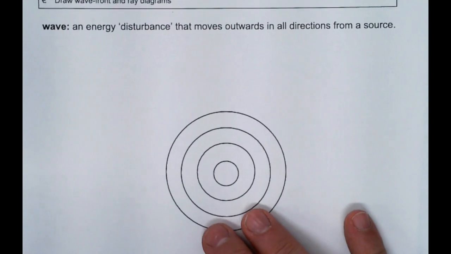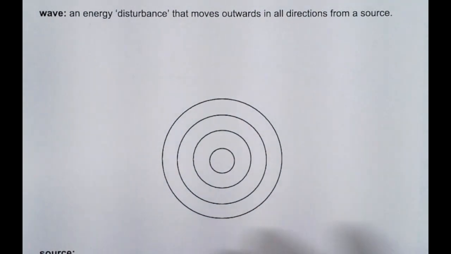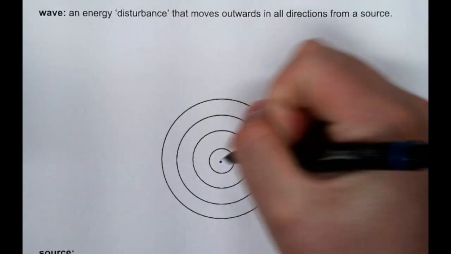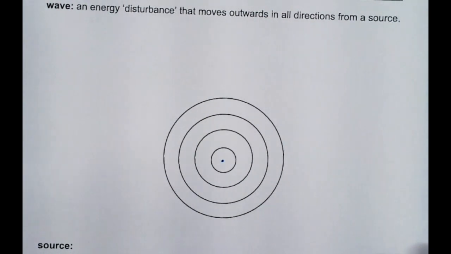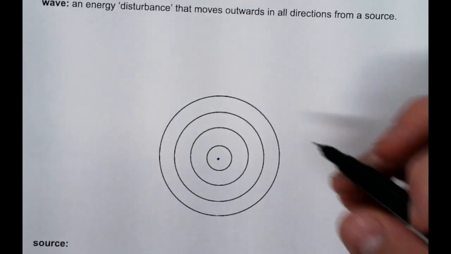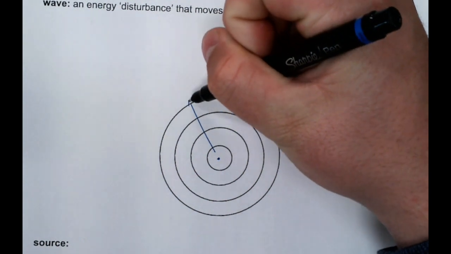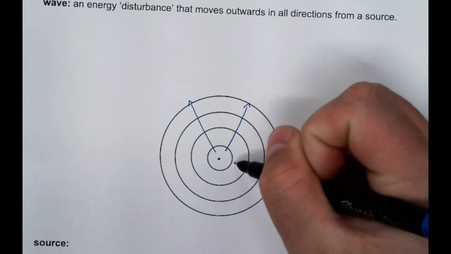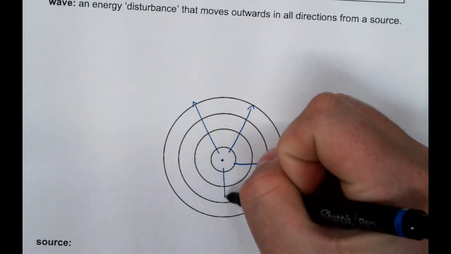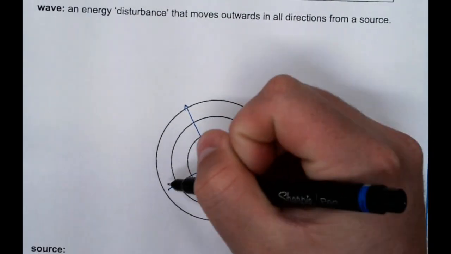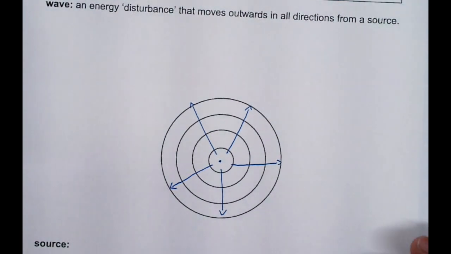One thing you will learn in this topic, and we're going to talk a lot about, is what is a wave. A wave is an energy disturbance that moves outwards in all directions from a source. In other words, if we look at this diagram here, right in the middle, it's like if you throw a pebble into the water. That is what we call the source. That's where the wave begins. After that, waves move out in all directions. They don't just move forward or backwards or whatever else. They end up moving out in all directions.